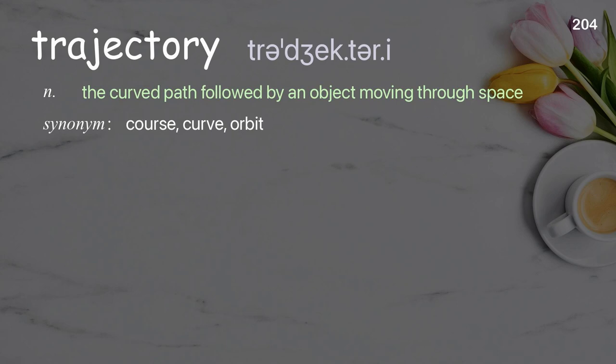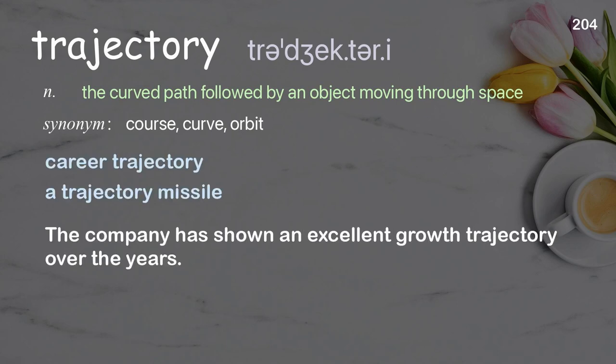Trajectory. The curved path followed by an object moving through space. Examples. Career trajectory. A trajectory missile. The company has shown an excellent growth trajectory over the years.